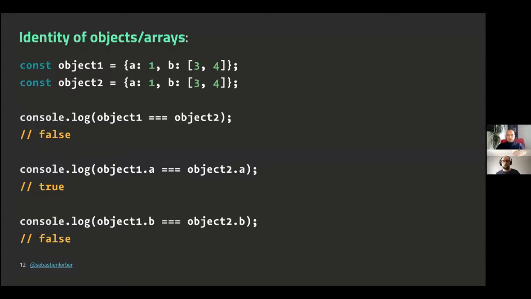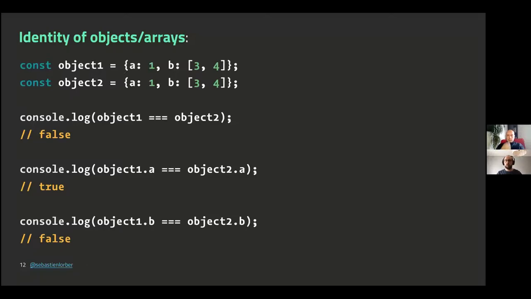But in the same way, for example, if you look at the B attribute here, despite the B array being 3 and 4, those two arrays are different instances of two different array instances. So the triple equal operator returns false because these are different instances. So this is the very important part.